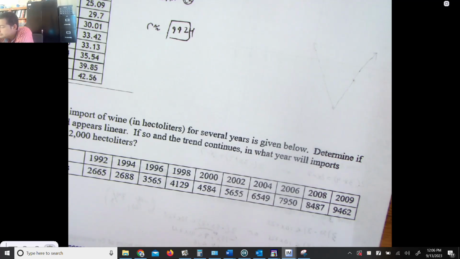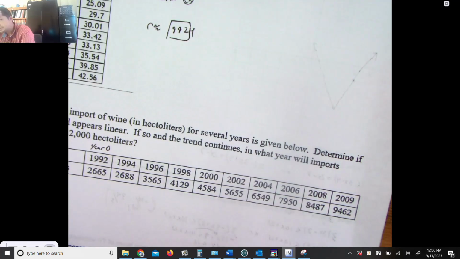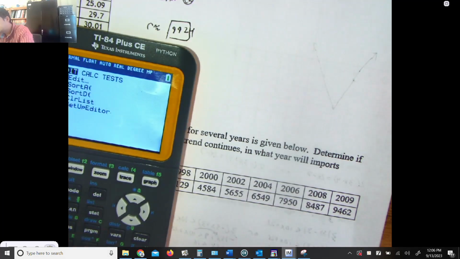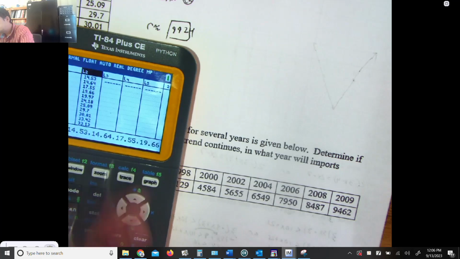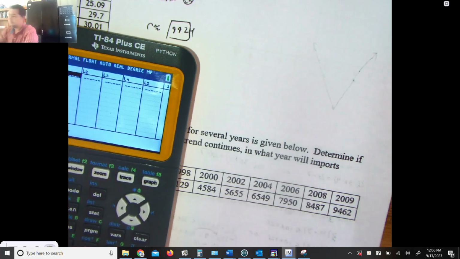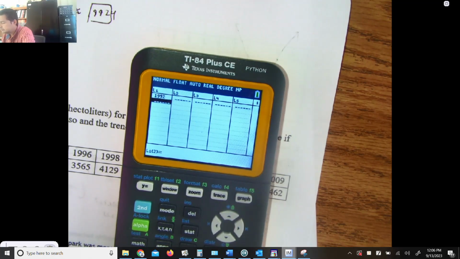So, I guess we'll throw it in. You have options here. You can let this be year 0 if you want, but you're using technology, so I wouldn't even mess with it. Stat, edit. Was that 2000?